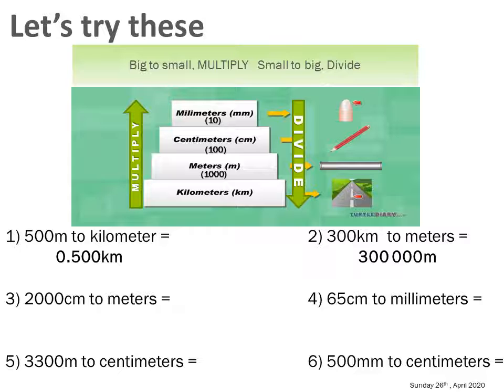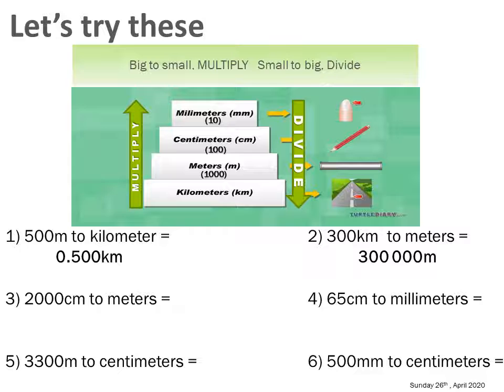And number 4, 65 centimeter to millimeter. Now let us see centimeter and millimeter. Which one is bigger block? Good job. Centimeter is bigger block. So now I have centimeter. I want to go to millimeter. I am going from big block to small block. Big block 65 centimeter to small block millimeters.